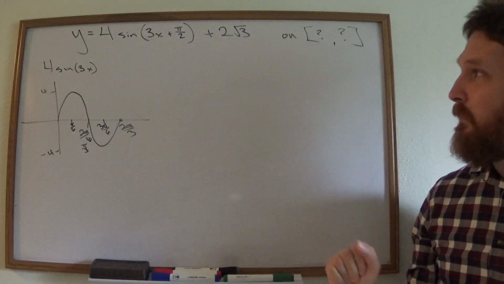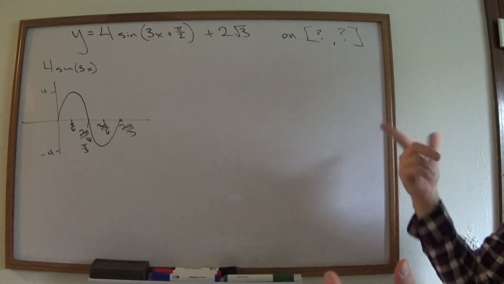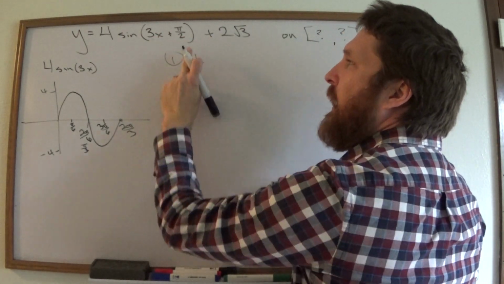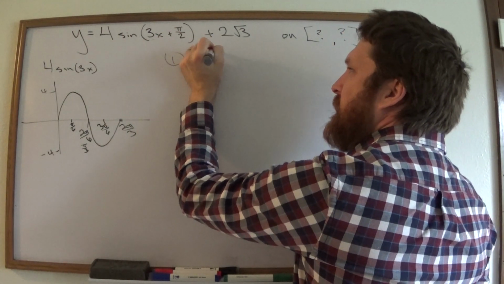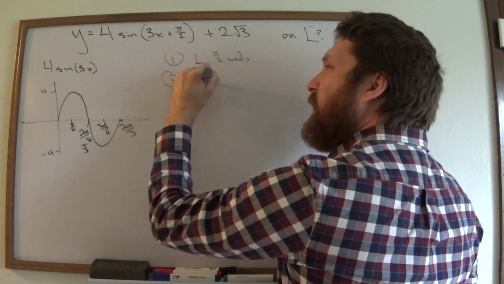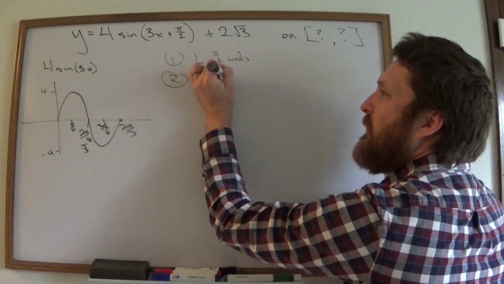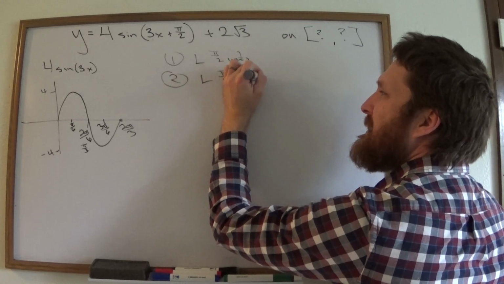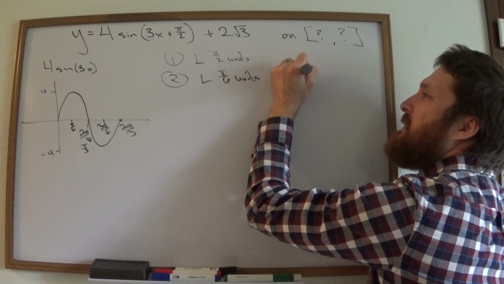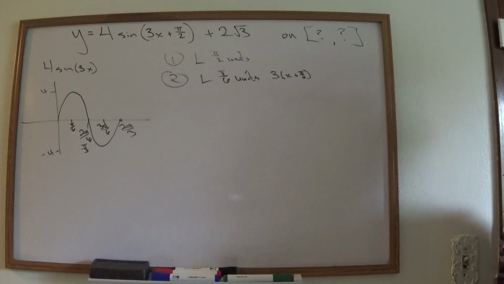Okay, I know what I'm going to do. It's either one way or the other. We're either shifting to the left. In one case, we're going left pi over 2 units. In the second case, we're going to go left by how much if you factored out the 3? Pi over 6 units. That would be if you pulled out the x like this. Okay, so let's figure out which one it is.